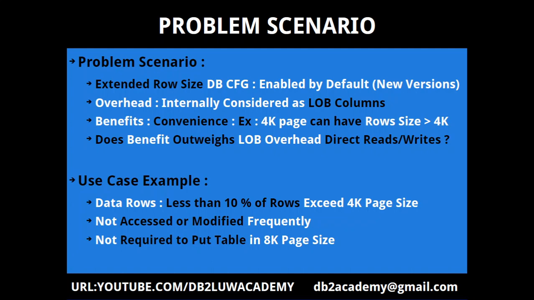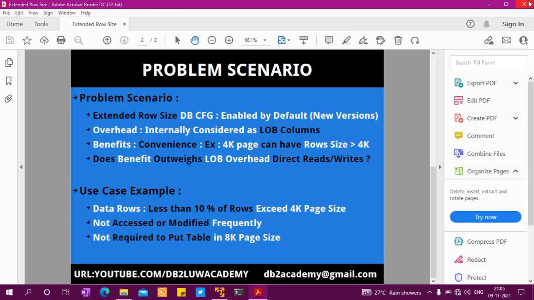And also, the extent IO is also costlier because instead of reading one page, you have to read 2 pages. You might end up in that kind of scenario, which is a very rare scenario, but I think this use case example makes more sense when you can segregate the rows so that only a very small amount of rows are exceeding the 4K page size. Then it makes sense. So let's just give you a demonstration of that.